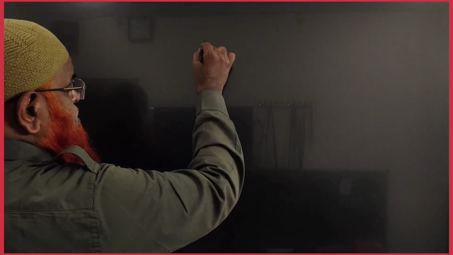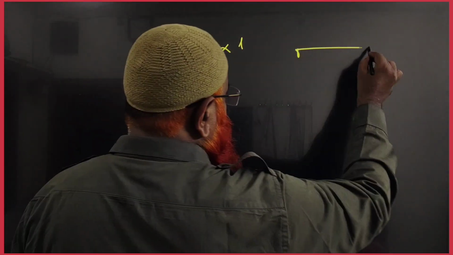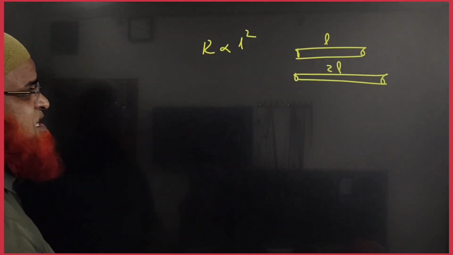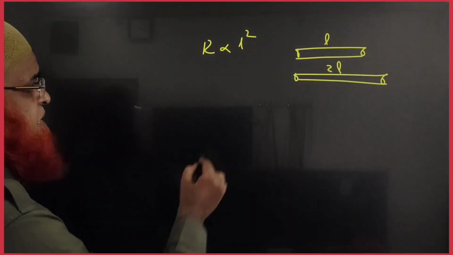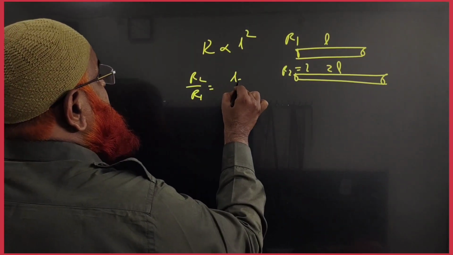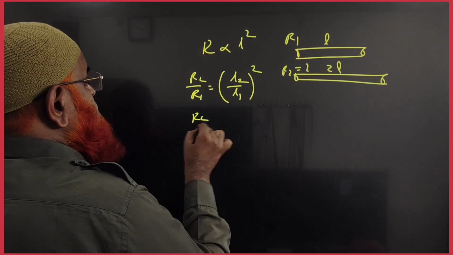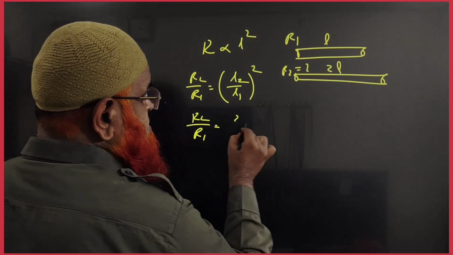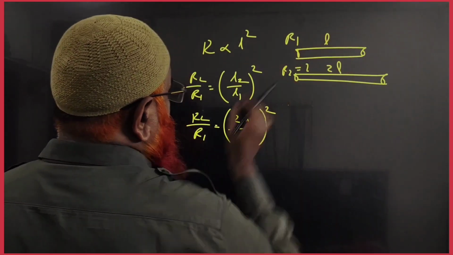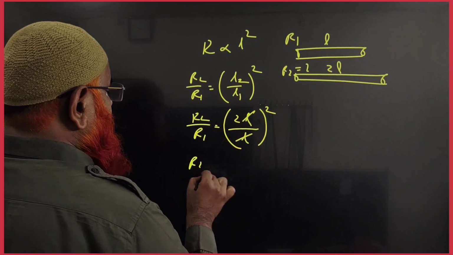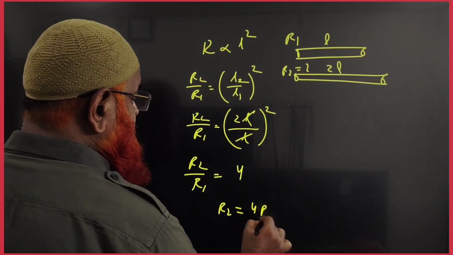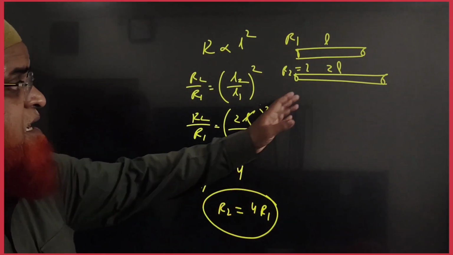Just see here now. I told you in the stretching cases, resistance is directly proportional to L square. Previously, let us take the length is L. Now the length has been doubled here. Previously, resistance is R1. Now what happens to the resistance? R2 by R1 is equal to L2 by L1 whole square. So R2 by R1 is equal to 2L by L whole square. R2 is 2L, R1 is L, L getting cancelled. So R2 by R1 is equal to 4. So R2 is equal to 4 times R1. So resistance becomes 4 times when length doubles.